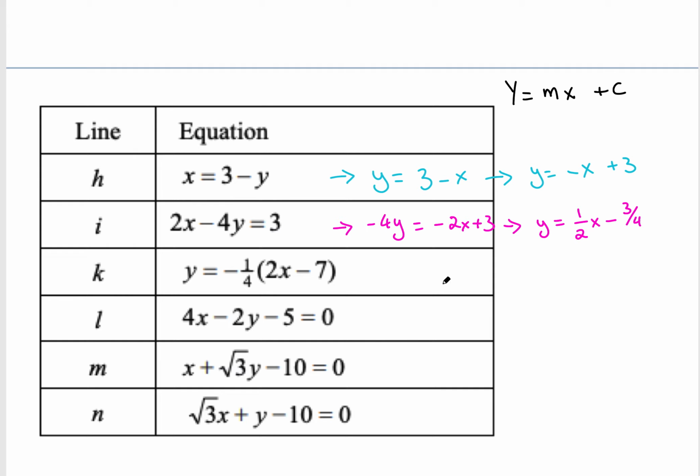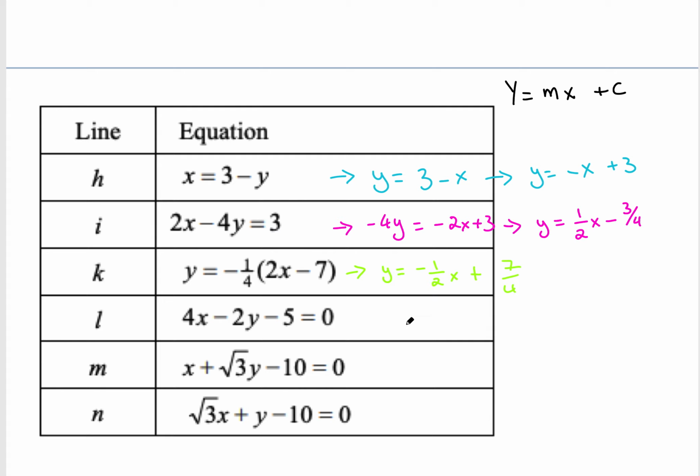The next one. In this scenario, they've done a lot of the work for us. They've actually just factorised that minus 1/4 out. But if I do that, I'm going to have y equals minus 1/2 x plus 7/4. And I'll just move that over, just so that we can see it a bit better there.